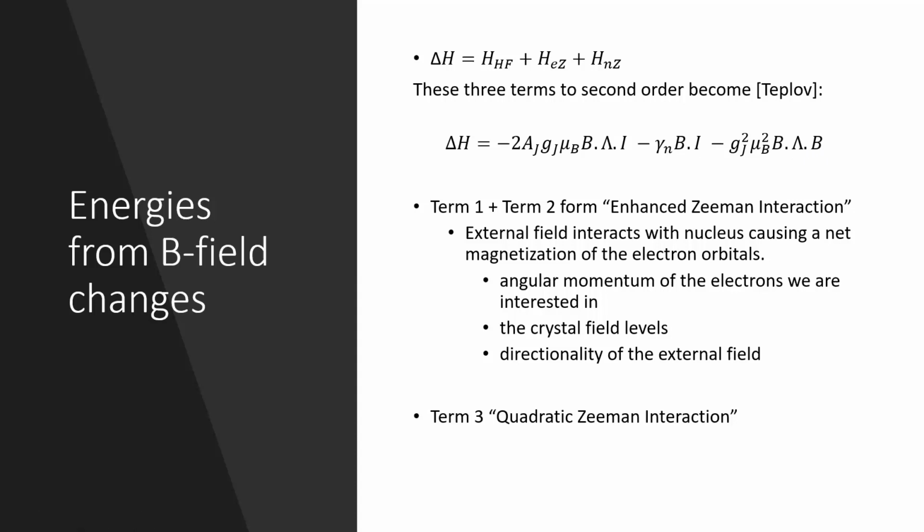Now you might wonder, why does a Zeeman term, this enhanced Zeeman term, these first two, have directional information if it's just B dot I, your nuclear spin interacting with your external magnetic field? Well, it's because it's not exactly a Zeeman interaction. It's an enhanced Zeeman interaction, one where the spin of the nucleus creates a net magnetization of the electron orbitals. And these orbitals and that nuclear spin then interact with some external field. This actually does have some orientation to it that is defined by this lambda tensor.